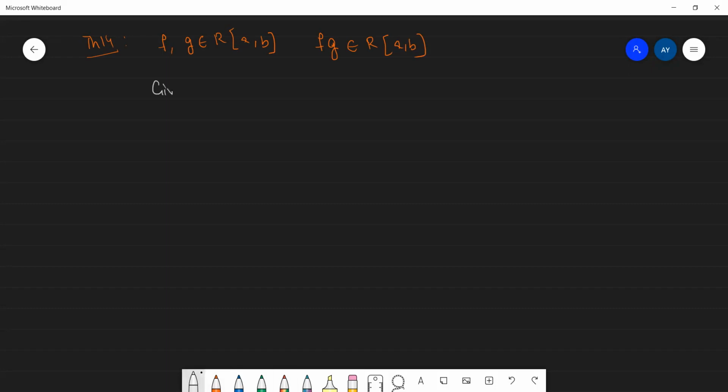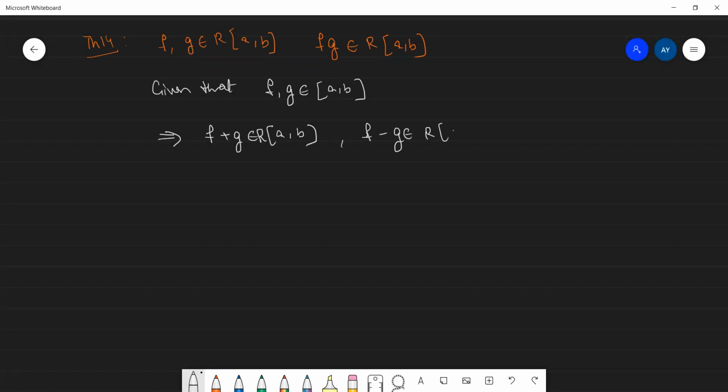They've given that f, g belong to R over the closed interval [a, b]. So now to prove that fg also belongs to the Riemann integral over the closed interval [a, b], we have to consider one condition that we have proved earlier, that f plus g also belongs to R[a, b]. And we have another theorem, that f minus g also belongs to R of [a, b].